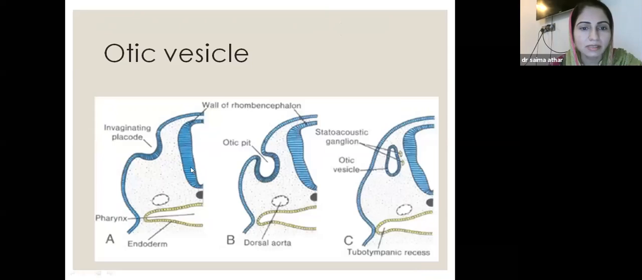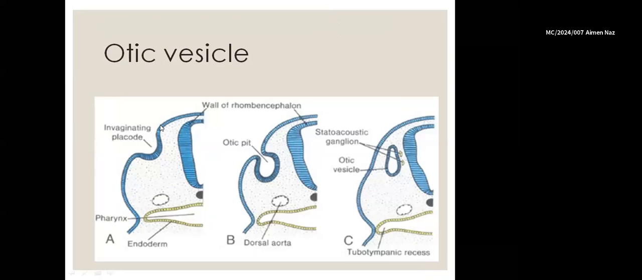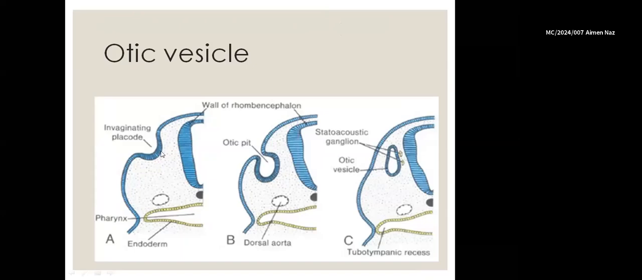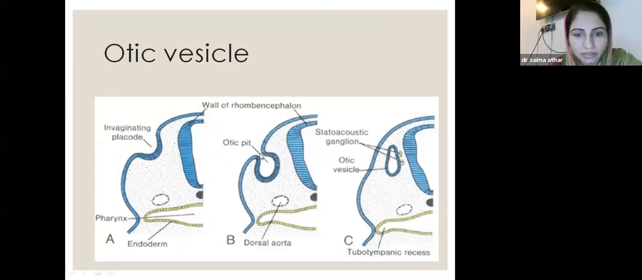Okay, this is another diagram. This is the development of the neural tube. This is the notochord, and this is the thickening of the surface ectoderm, plus this is the otic, and finally it detaches from the surface ectoderm and forms the otic vesicle. Okay, it is a continuous process.